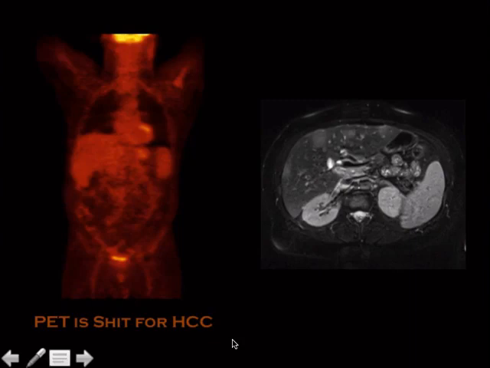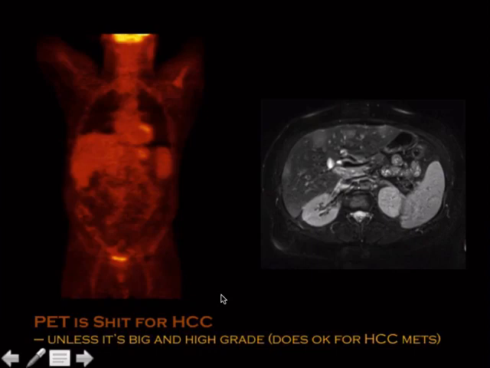It might be a black pearl. However you want to remember it. Basically, HCC is not real good on PET unless it's really big and really high grade. It does typically do okay with mets, but it would not be the test that I would use to sort of confirm whether or not a lesion is indeed an HCC or not. If you can't figure it out and you're still suspicious based on MR, CT findings, then I would biopsy the motherfucker.